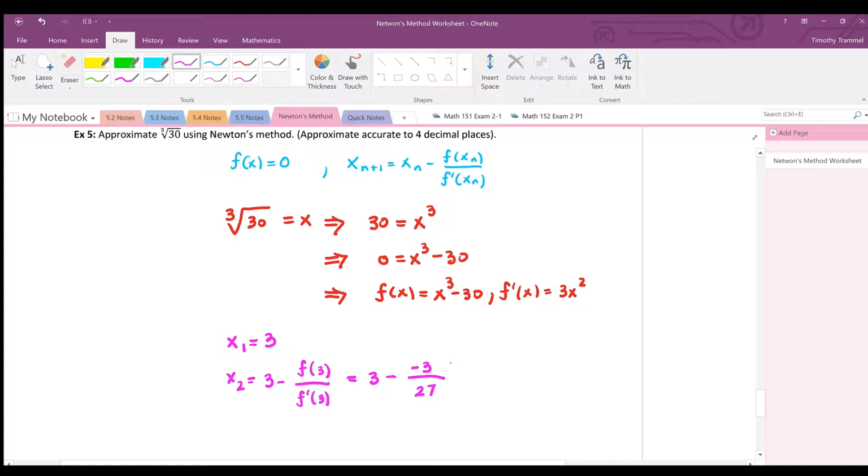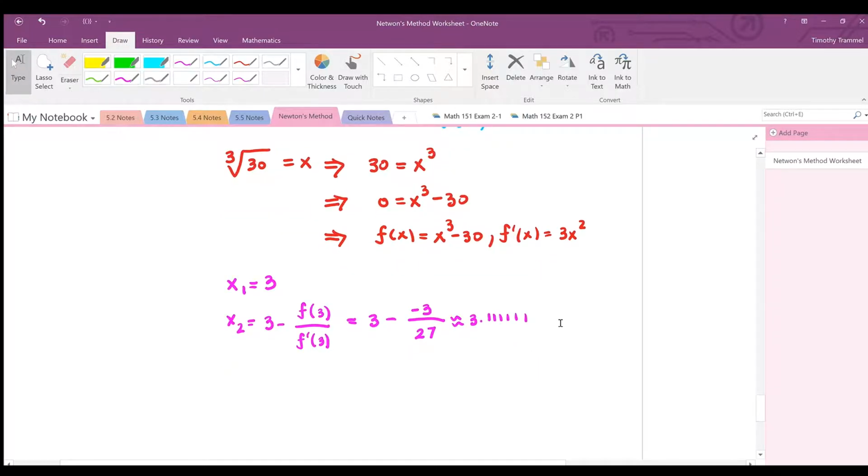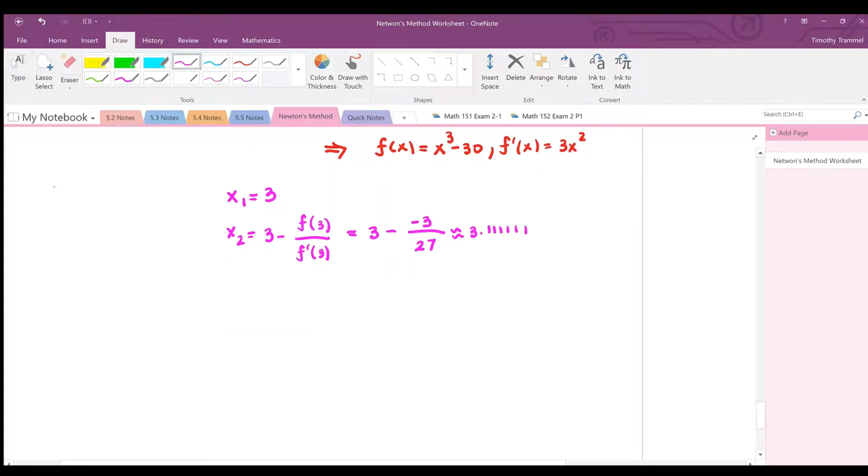And let's see what that gives us here. That's going to give us approximately 3.111111 and so on. I would just store that value in my calculator or just continue using the algorithm. I wouldn't actually plug in 3.111111. Just store that in your calculator. Now that you have that stored, you could then go and compute x3. It should be equivalent to x2 minus f of x2 over f prime of x2.